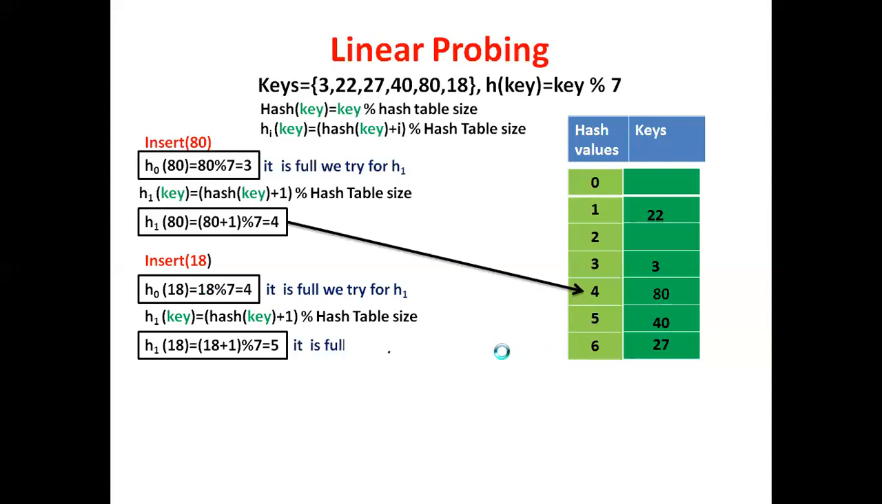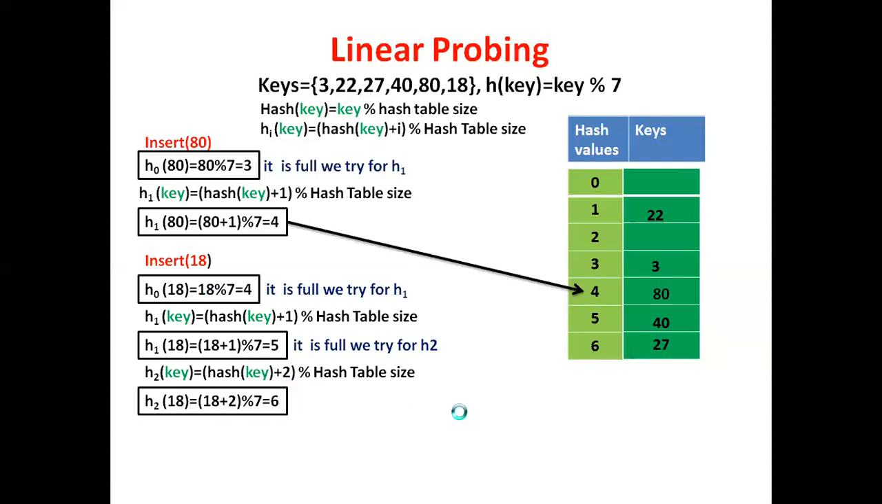Now, if it is full, we can try for H2. So H2 of key is equal to (hash of key plus 2) modulus hash table size. So H2 of 18 is equal to 18 plus 2, that is 20. 20 modulus 7 means 6 is the answer. So let us check whether the sixth bucket is empty or not. So the sixth bucket is also full.